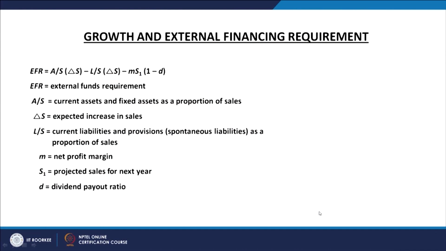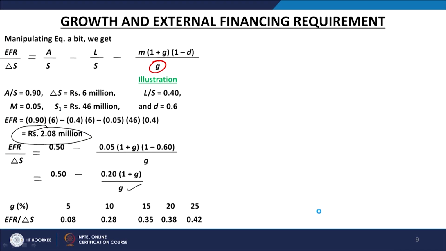Practically, how can we do it? We have seen it with the help of this model, where we applied some values and found out how the external financing requirement, which we calculated as 2.08 million, can be calculated.